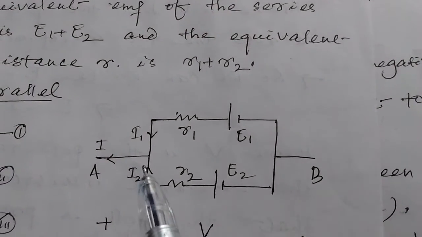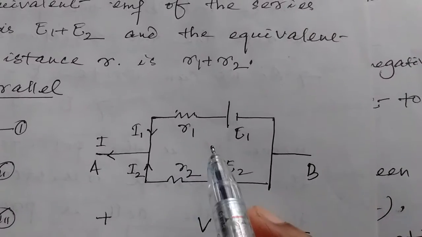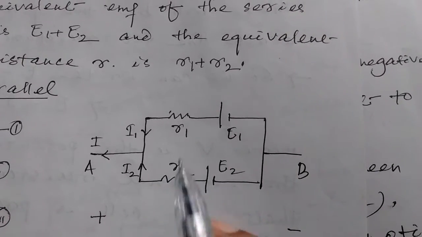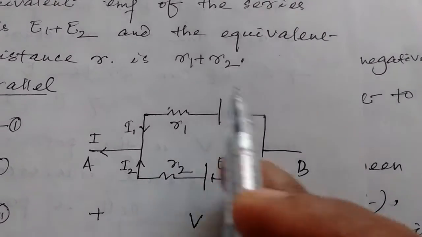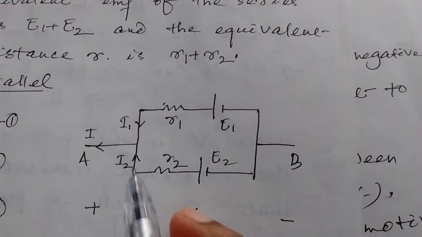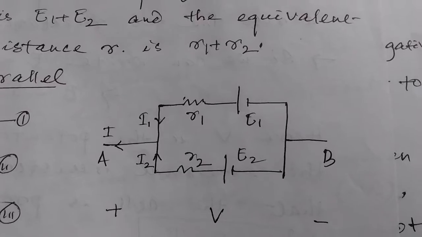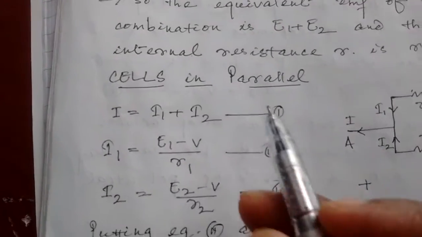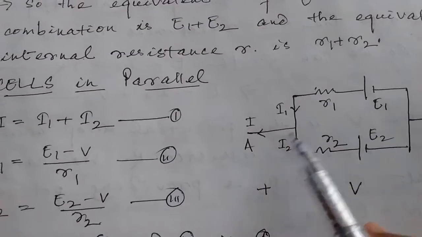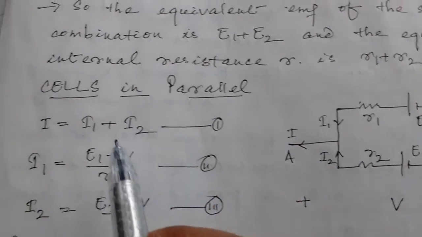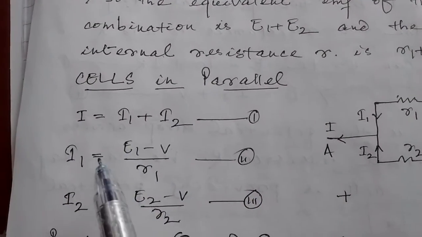Now come to the parallel combination. Here you look, this is cell 1 and this is cell 2. R1 and R2 are shown explicitly. They are connected in parallel. Parallel means current is getting divided. Of course I1 plus I2 is equal to I. So I is equal to I1 plus I2.